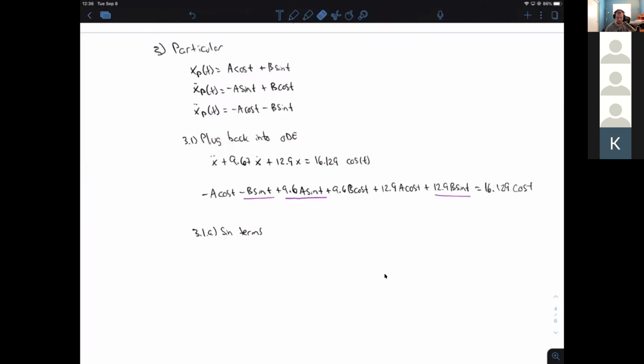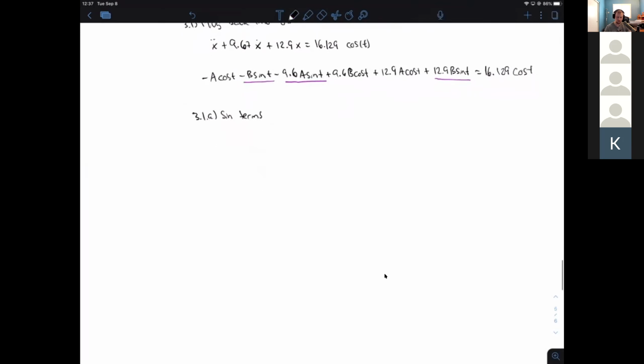Is the 9.6 supposed to be negative? Yeah, I just saw that too. Okay, I'm just going to make sure that I have all the signs right. Okay, yeah, they should all be correct now. Thank you for that. Okay, so now we have our sine terms here.